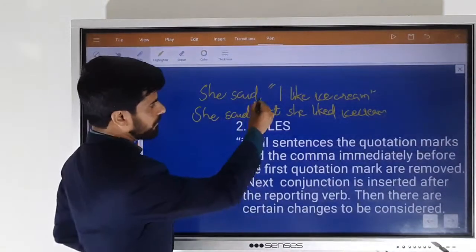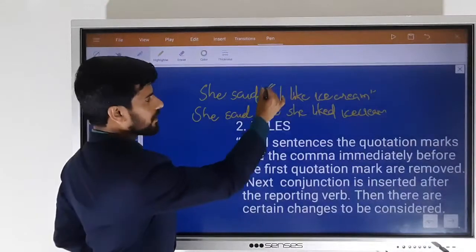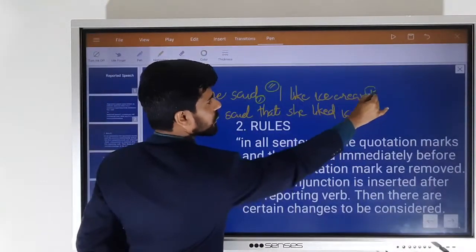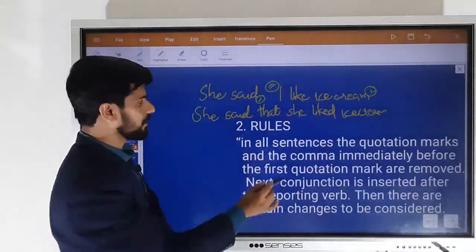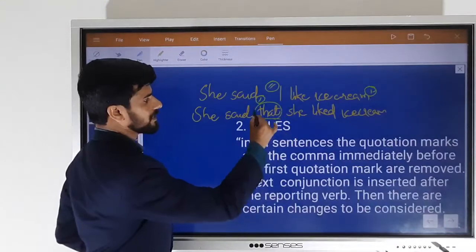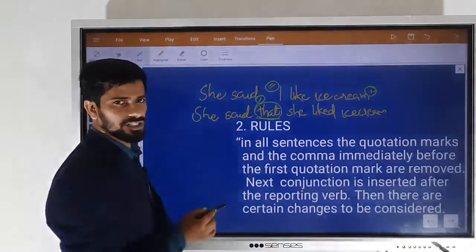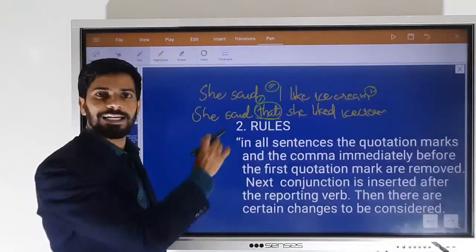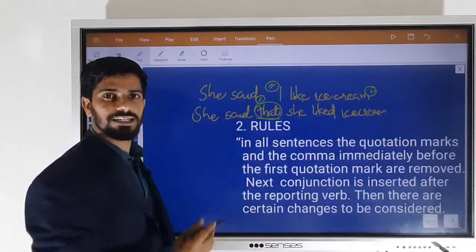Look, here we removed this one here. We don't have the comma here. These are the quotation marks and comma we mentioned there in the rule. Okay, we removed all these things here. We don't have any of this. And we added that. So this is the conjunction as it is said here. We have to add the conjunction. That is the conjunction here. So the conjunction changes as per the sentence. If it is a statement, you can add that as a conjunction.